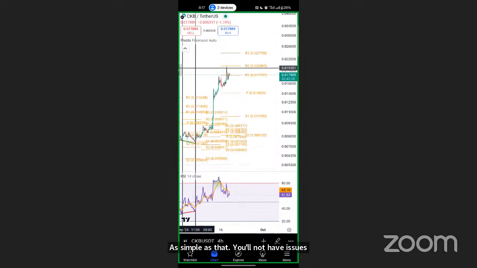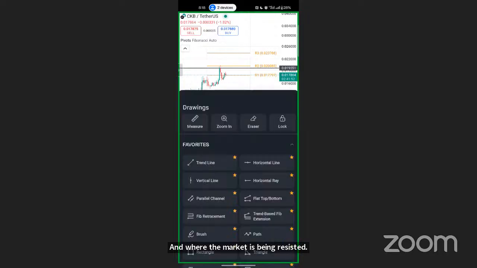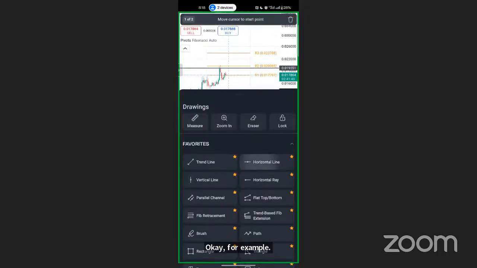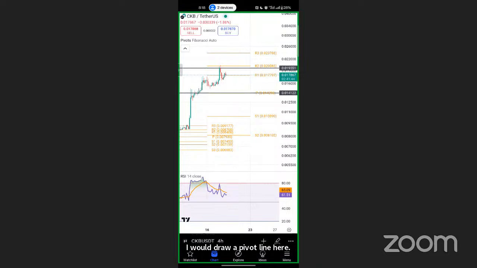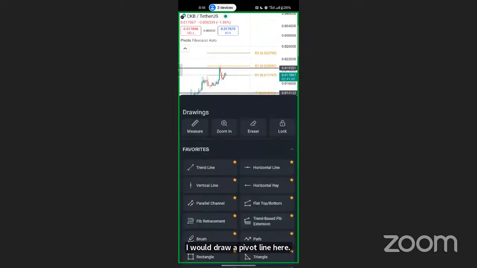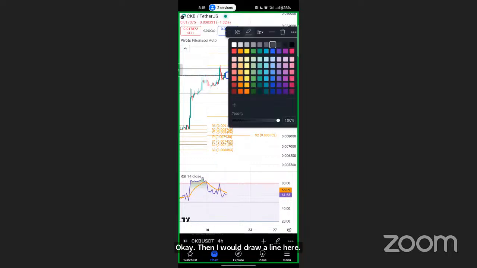Now, this formula is very simple and easy to trade because it will draw for you areas where the market is being supported and where the market is being resisted. For example, if you want to use this indicator, I would draw a pivot line here in black. Then I will draw a line here on the resistance, and I'll change the color.